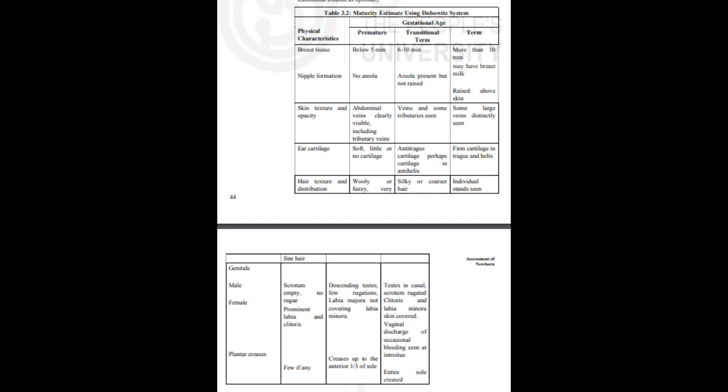The external characteristics assessed are breast size and nipple formation, skin texture and opacity, ear cartilage formation and firmness, plantar skin creases, texture and hair distribution, and genitalia. If this guideline is used as given in the chart below, a rough estimate of maturity can be made. You may only focus on characteristics in premature and term babies. Use of the transitional column is optional. Table 3.2 Maturity estimate using Dubowitz system.